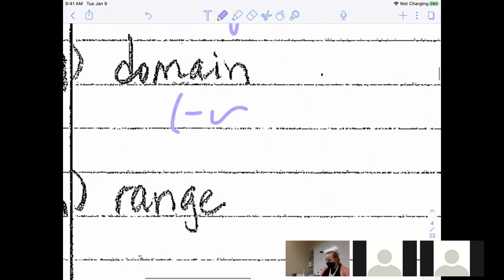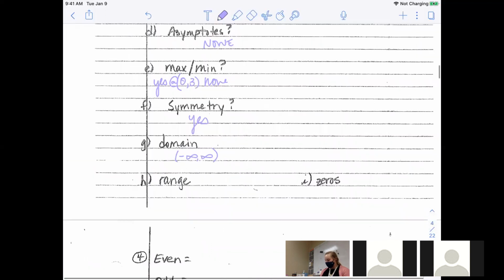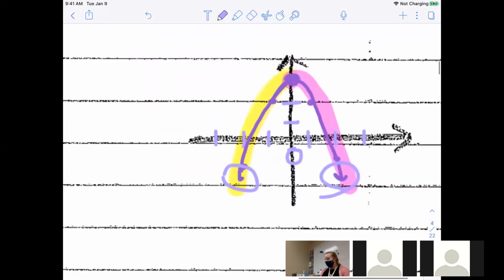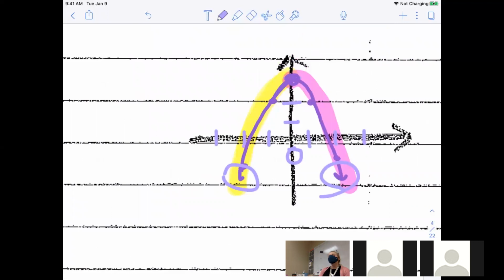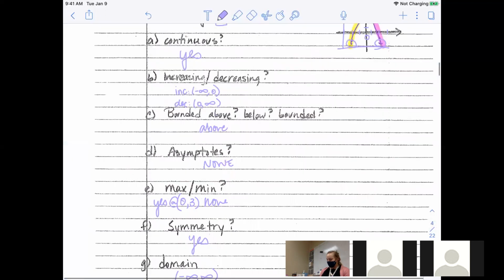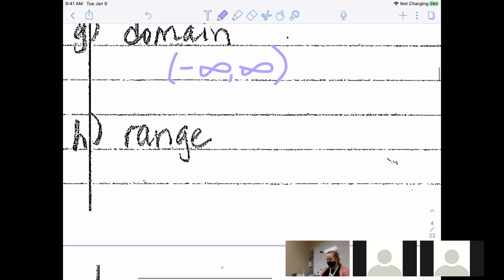What about range? This is now my y's. What's the smallest y you see? The smallest y. Negative infinity. And then what's the biggest y we see? 3. So this one is opposite. I'm going from negative infinity up to 3. I need to remember to write the small number first. So I write negative infinity and then I write positive 3. Since there is a point at 3, I am going to use a bracket.